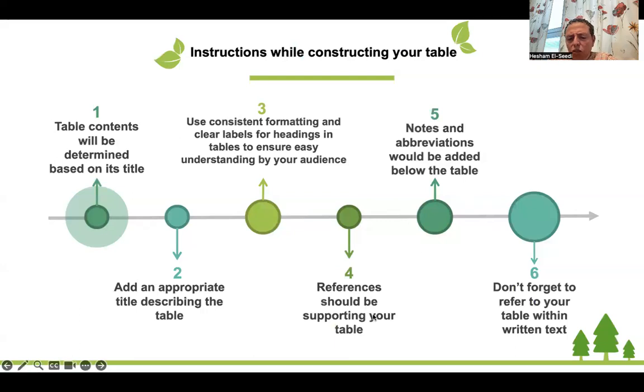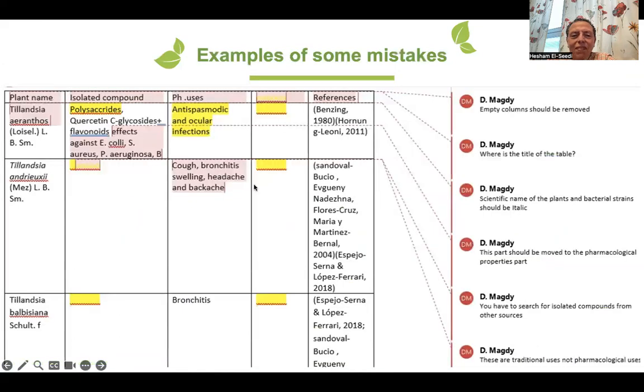References should support the data, and the references are better to be updated, and very important also, papers published in high impact journals and well-known publishers. Notes and abbreviations should be added below the table. Finally, don't forget to refer to your table within the written text.